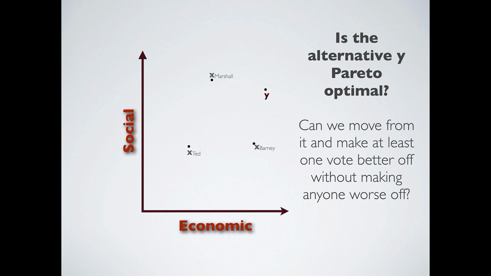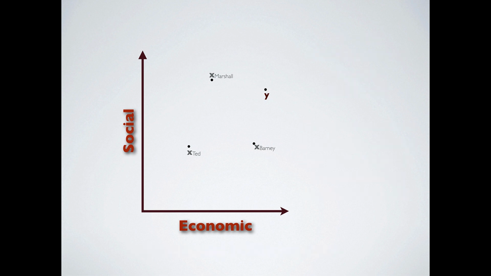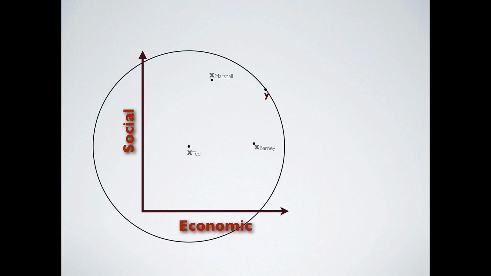All right. So is the alternative Y Pareto optimal? Can we move from Y? Is there another policy in the issue space that at least one of them likes better and everybody else is indifferent? Okay, so let's use our indifference curves to check. All right, so here we go with Y. So first I'm going to put Ted's indifference curve through Y. So Y is pretty far away from Ted. All right, that's a really big indifference curve.